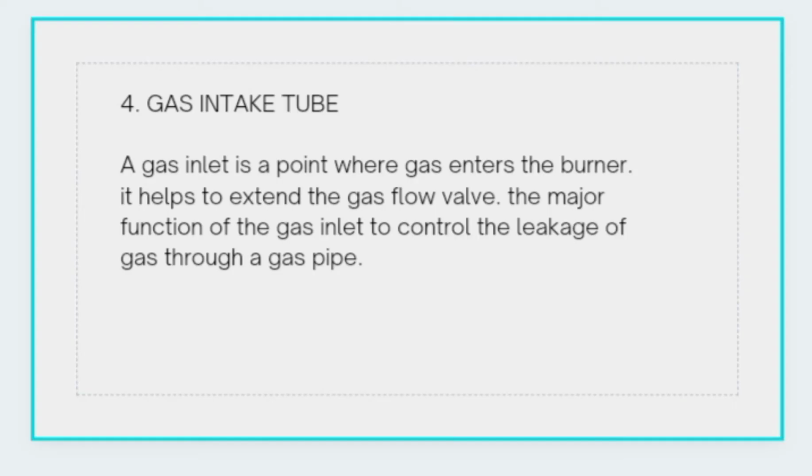Next, the gas intake tube or gas inlet. A gas inlet is a point where gas enters the burner. It helps to extend the gas flow valve. The major function of the gas inlet is to control the leakage of gas through the gas pipe.